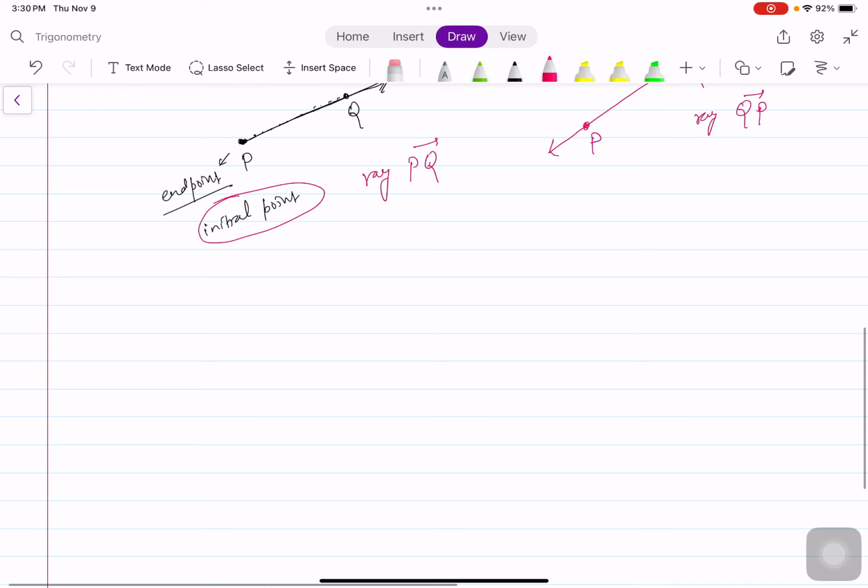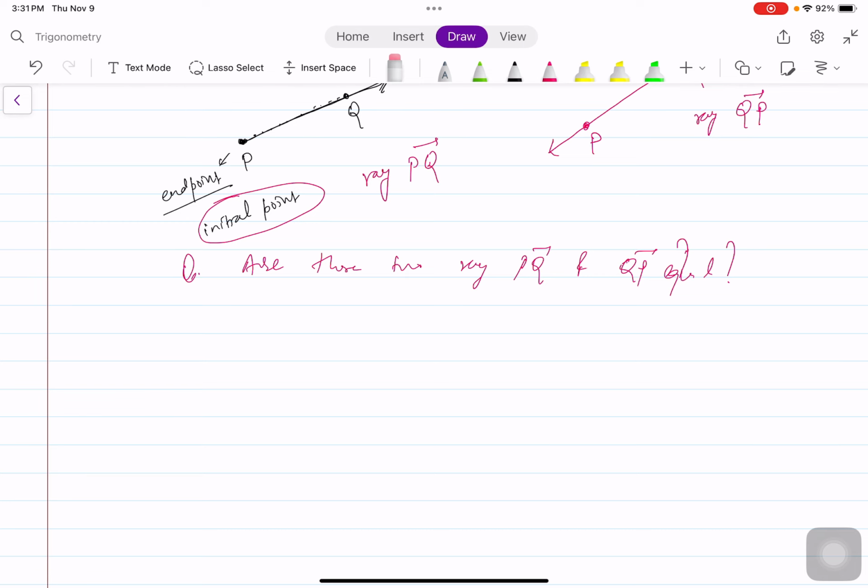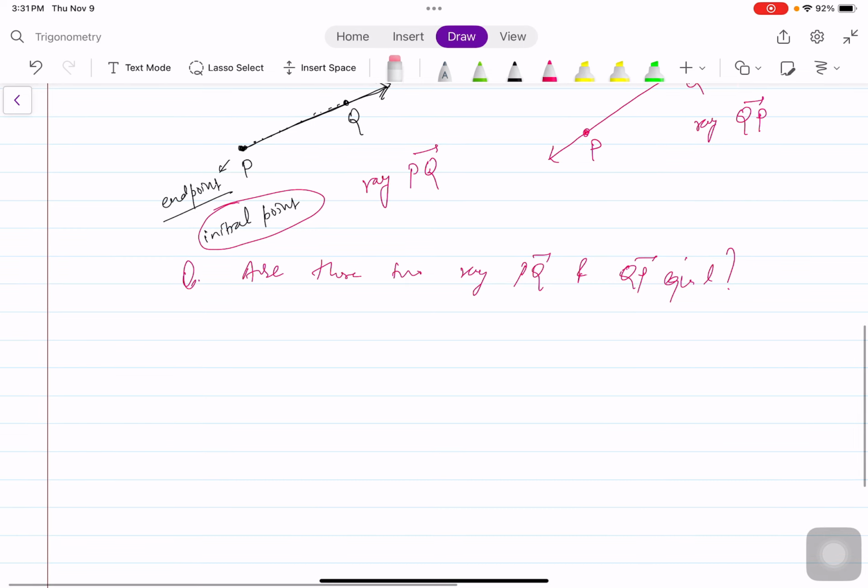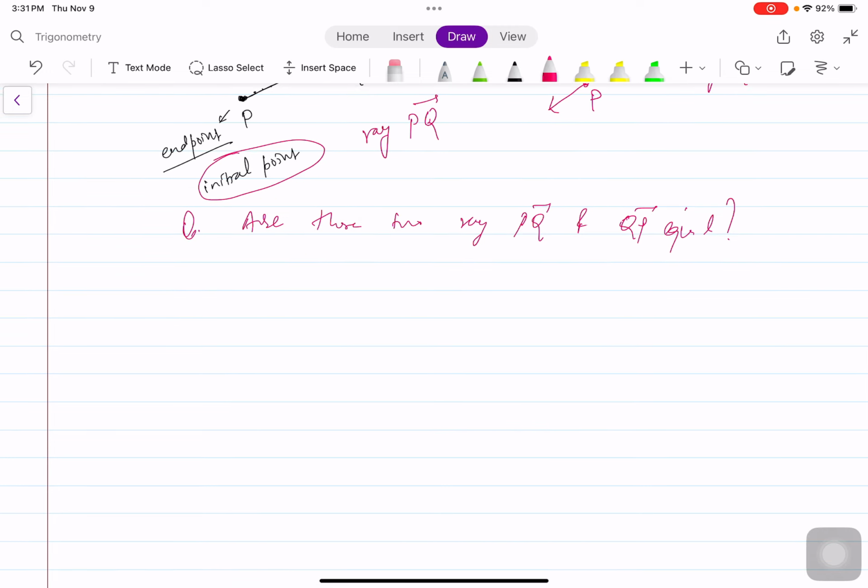So question: are these two rays, PQ and QP, equal? Are these two rays equal? So the answer, what do you think? Please pause the video and try to answer this question.